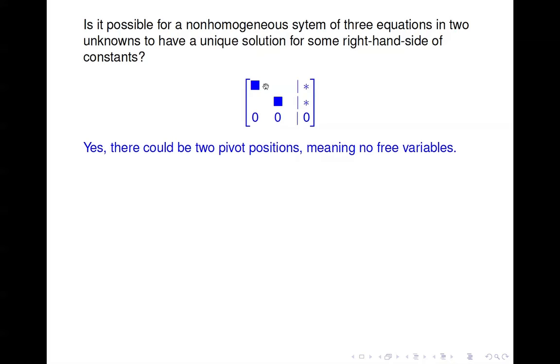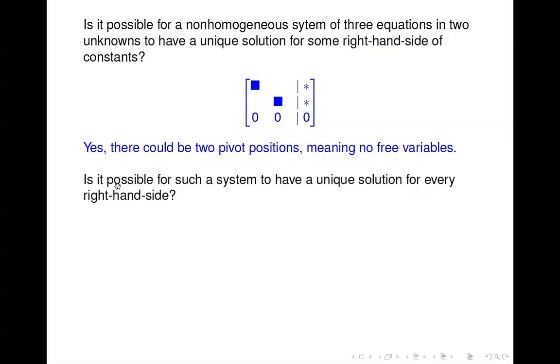All right. Another one. Is it possible for a non-homogeneous system of three equations and two unknowns to have a unique solution for some right-hand side of constants? So three equations, two variables. All right, so that might look like this. Three equations, two variables. So you could have a pivot position in each column, and you could have a row of all zeros. In that case, yes, the system would be consistent and there would be a unique solution.